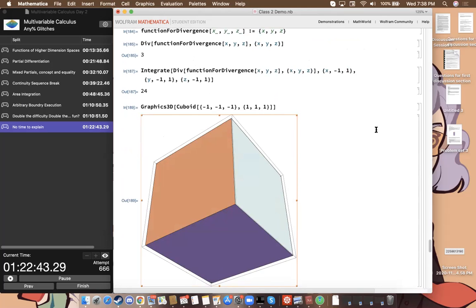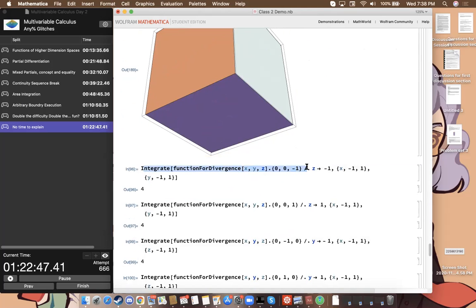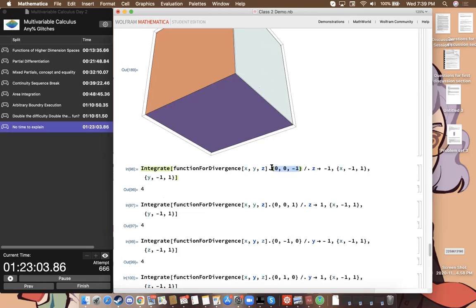That's 0, 0, minus 1. So let's do this. Let's integrate our function for our divergence, starting on the minus z face. There, z is always -1 down here, right? This is the z equals -1 face. So we set the dot product with the normal. The normal here is -1.